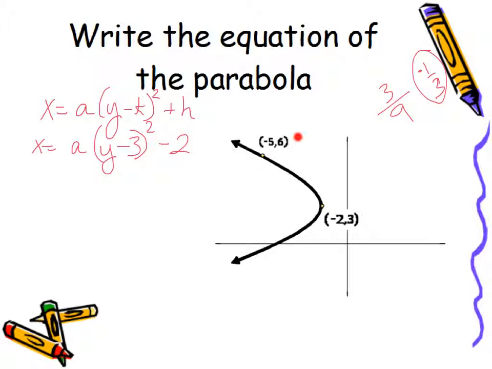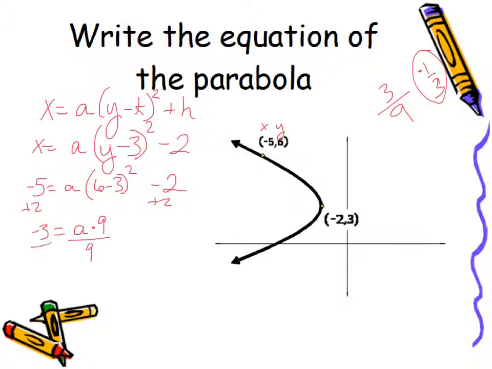Basically, I'm just going to grab this point right here, and that's my x and my y that I'm going to plug into my equation, and then all I'll have left is that a value. So I'm going to put in a -5 equals a times 6 minus 3 squared minus 2. Okay, so the first thing I'm going to do is always move that 2 over to the other side, so let's add the 2 here. And I would have a -3 equals a times 6 minus 3 is 3, squared is 9.